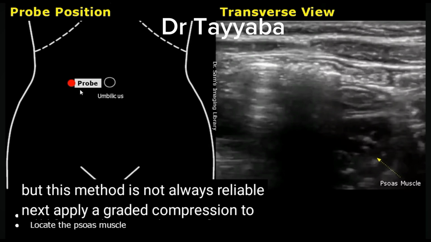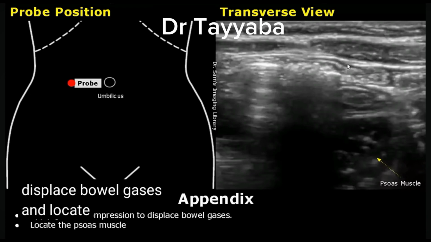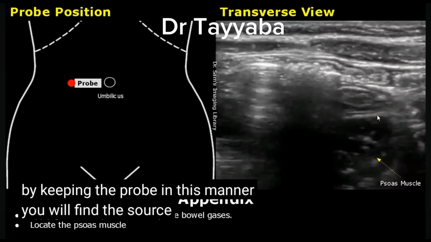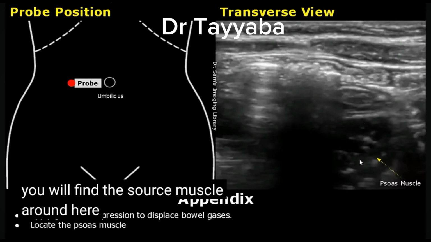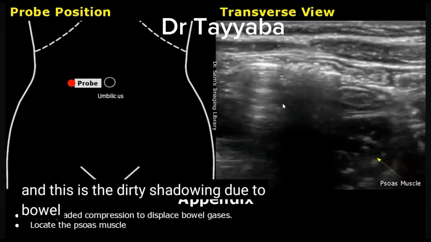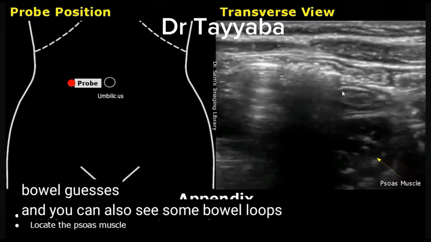Next, apply a graded compression to displace bowel gases and locate the psoas muscle. By keeping the probe in this manner, you will find the psoas muscle around here, and this is the dirty shadowing due to bowel gases, and you can also see some bowel loops.